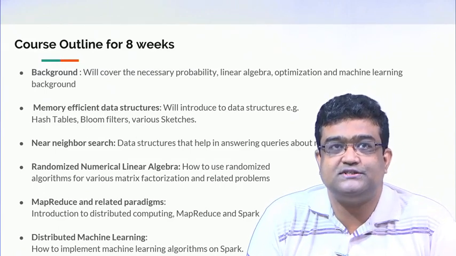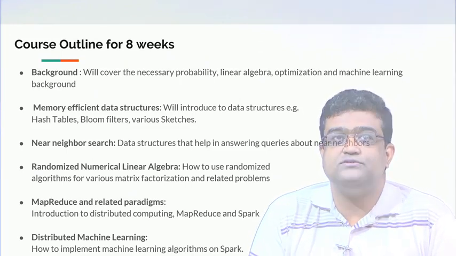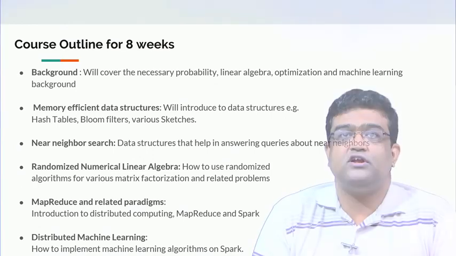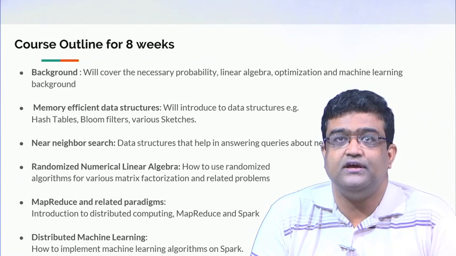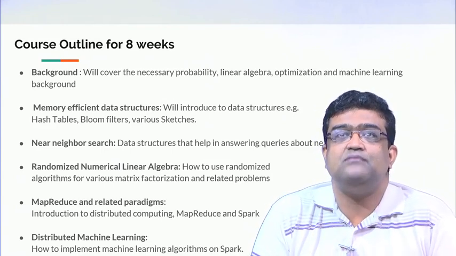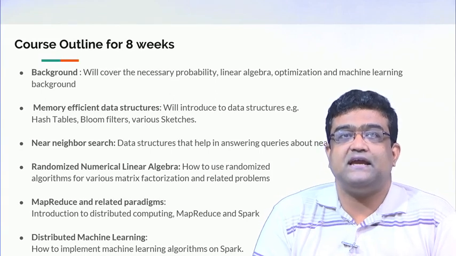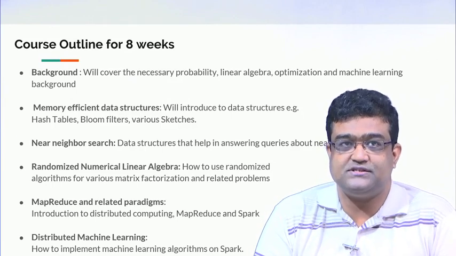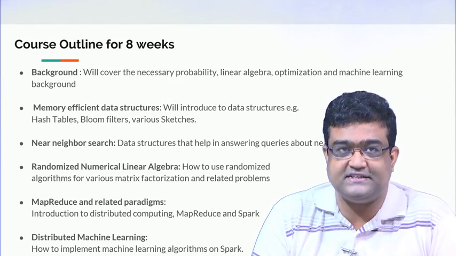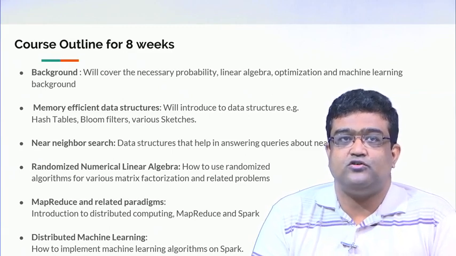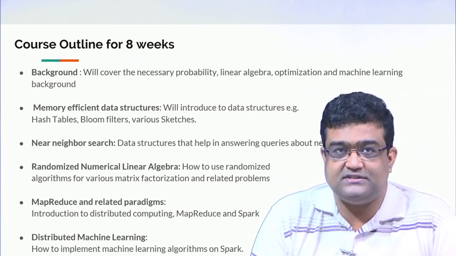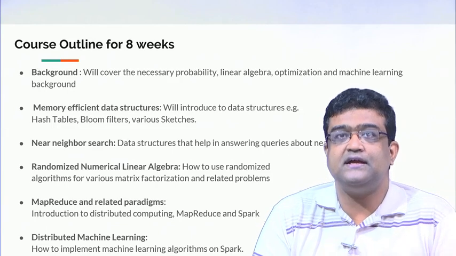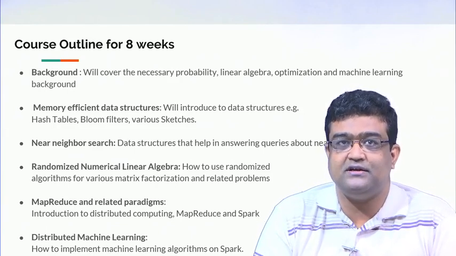The syllabus of the course can be divided into 6 parts. The first part is the background, where we will cover the necessary probability theory, linear algebra, optimization and machine learning background. The second part, we introduce the memory efficient data structures such as hash tables, Bloom filters and various types of sketches. The third part, we introduce nearest neighbor search, which is the data structures which help you answer near neighbor queries in an approximate manner.